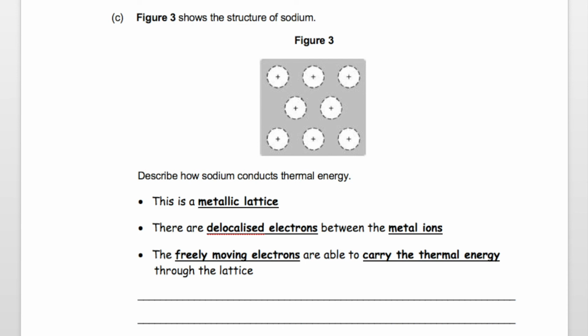In this final question, you've been asked to describe, which means to give an account of what happens. So my answer is as follows. This is a metallic lattice. There are delocalized electrons between the metal ions. The freely moving electrons are able to carry the thermal energy through the lattice.